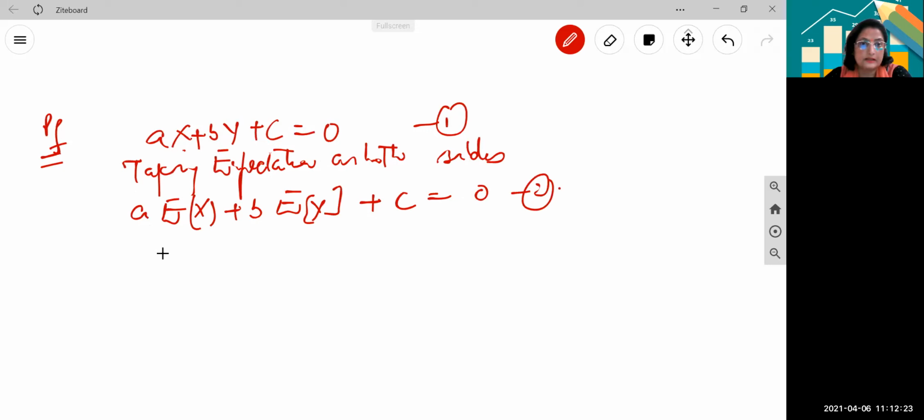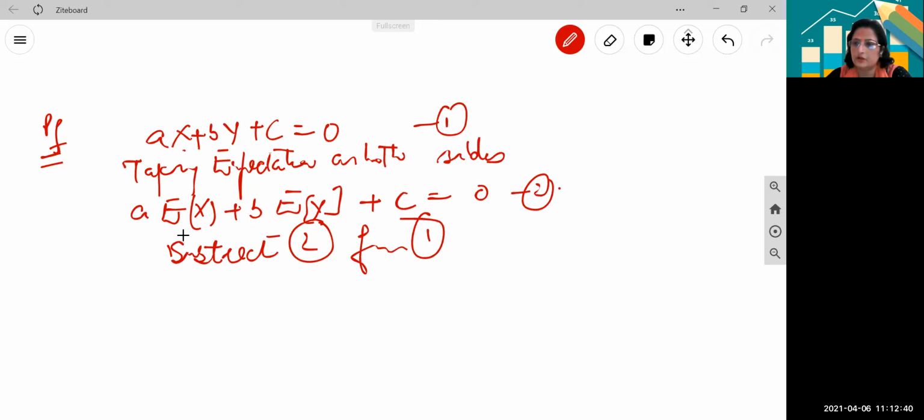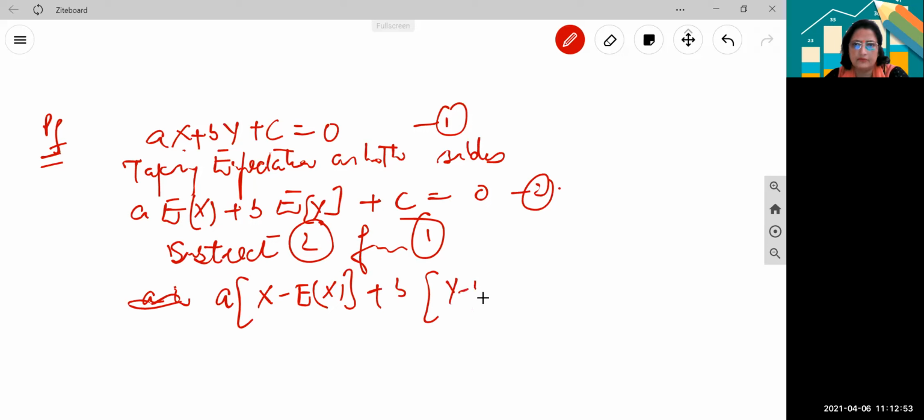Now the next step is, you have to subtract 2 from 1. So you will write: subtract equation number 2 from equation number 1. So what you will get here? That is a. Then a will be common. You will get a times x minus expectation of x. Right? Then b times y minus expected of y. Then c minus c, that will be equal to 0.